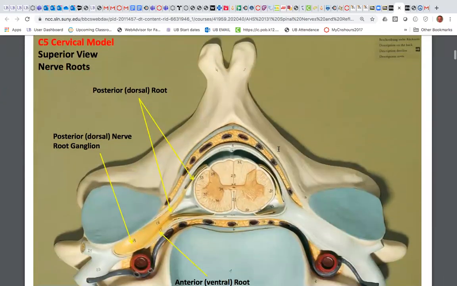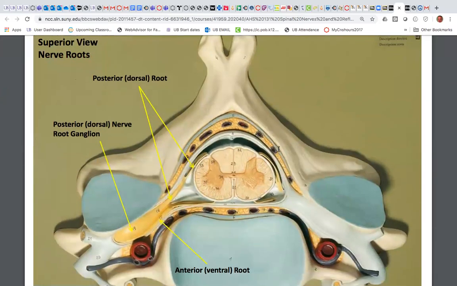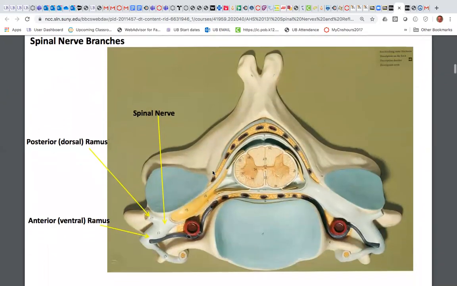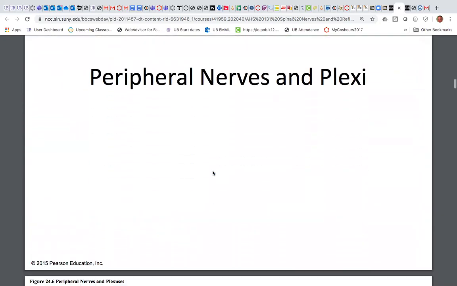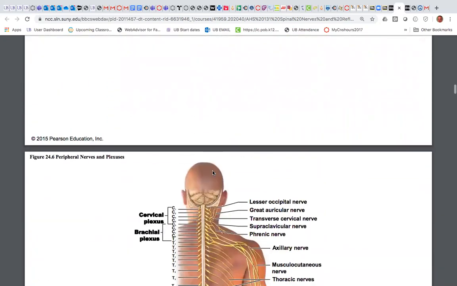Okay, now let's look at the anatomy of the spinal nerve. The anatomy, again, this is really the same images all over again. So let's just see if there's anything new here that we didn't cover. I don't think so. But let's look at the peripheral nerves and plexi.